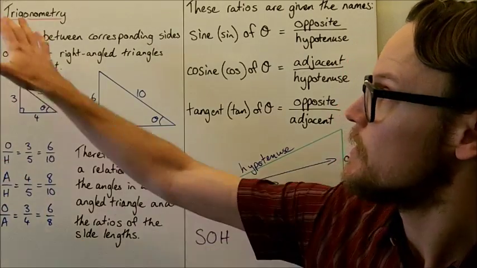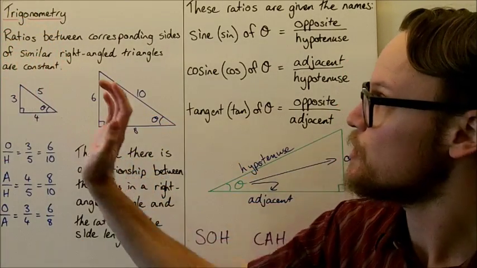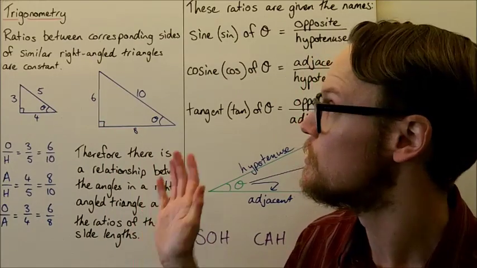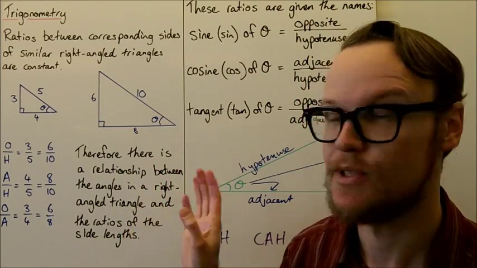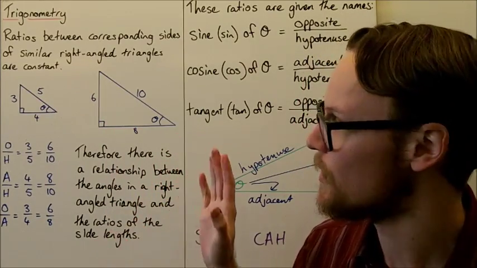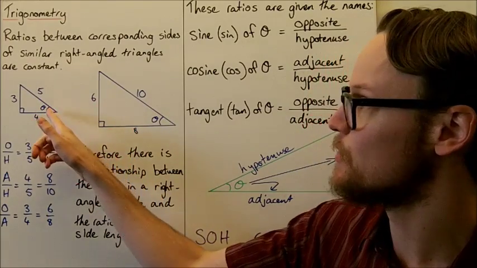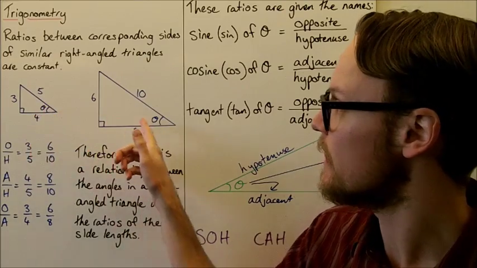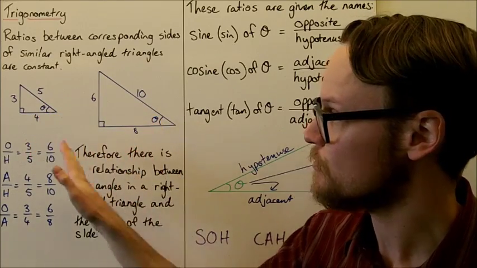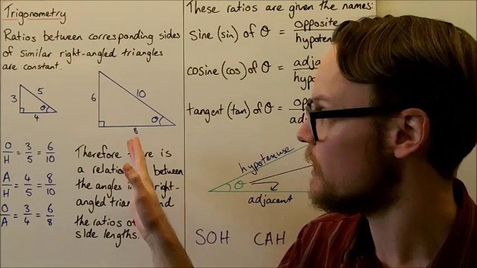Today we're going to look at trigonometry. Ratios between corresponding sides of similar right-angled triangles are constant. What that means is if we've got two right-angled triangles, and the angles are the same in them, we look at the angle being exactly the same. Doesn't matter if they're a different size.